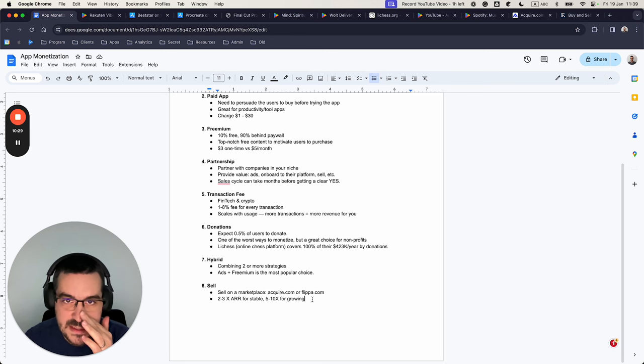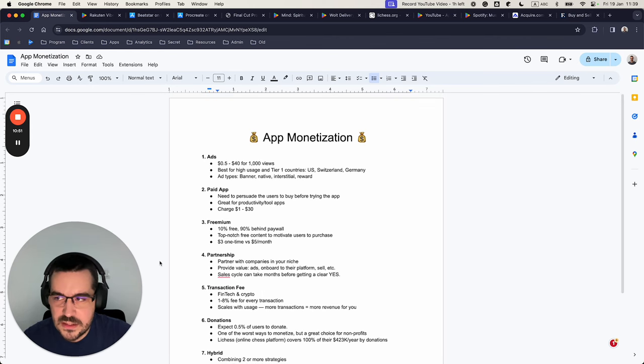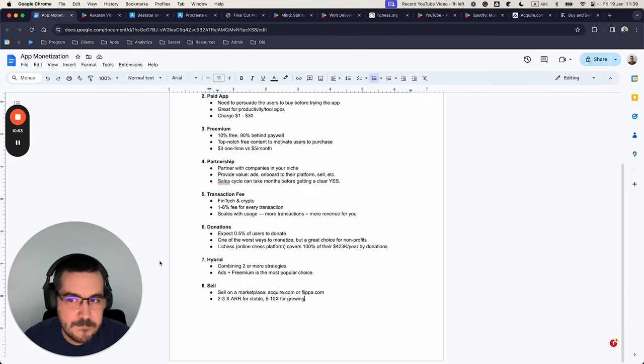So if I was selling my app when it was growing, then I could have easily gotten like a 6x multiplier. But unfortunately, I missed that window, and then I tried to sell it when it was stable, and I got a 2.2x multiplier. So I decided not to sell it in the end. And that's it. Those are the six ways to monetize.